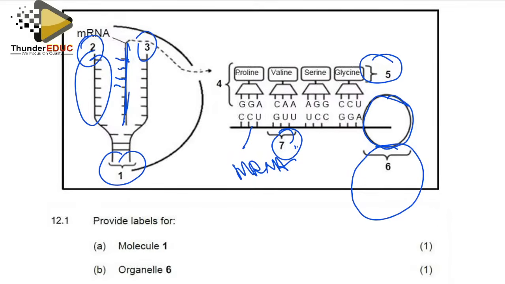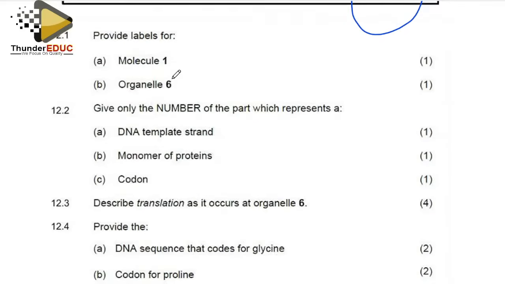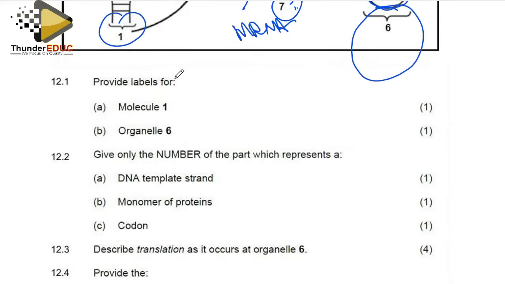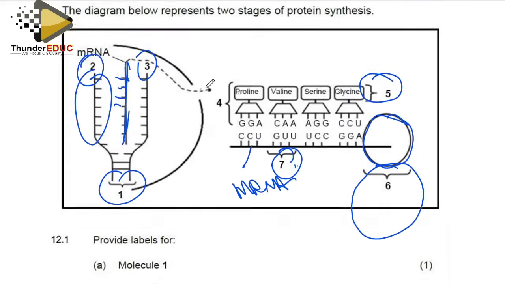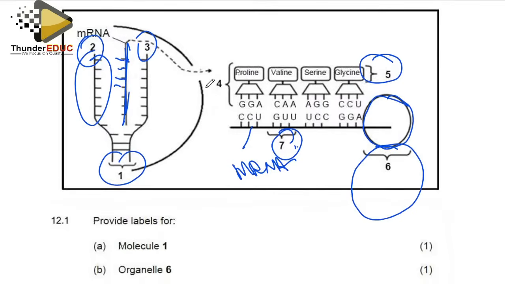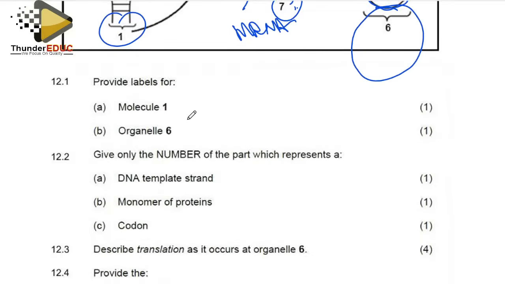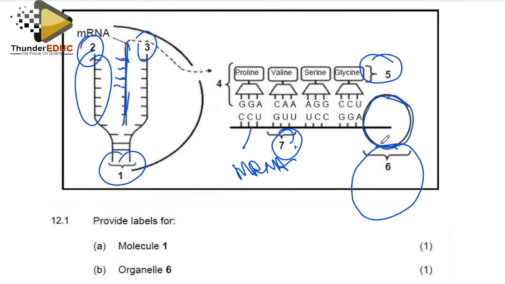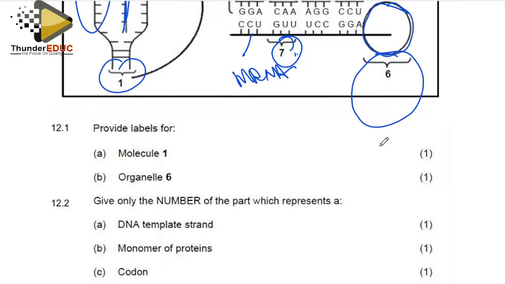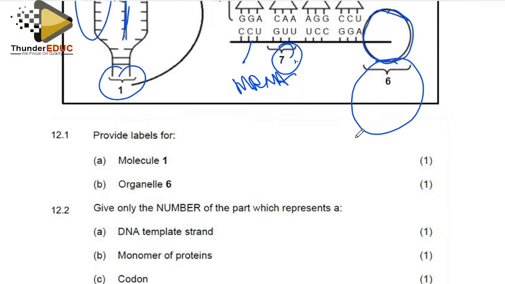Okay, let's find out. Provide the label for organelle 6. Where is it? Organelle 6, we say that is the ribosome.